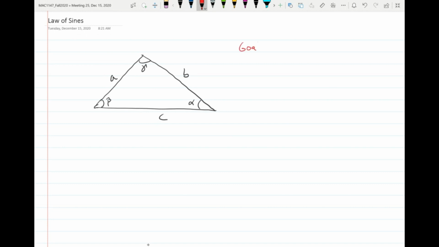So the goal: find a relationship among A, B, C, and alpha, beta, gamma. Okay, and this will allow you to solve for triangles. Like sometimes, two sides and one angle, and then with that information you can figure out the other side, or you can figure out another angle and stuff like that. Okay. All right.